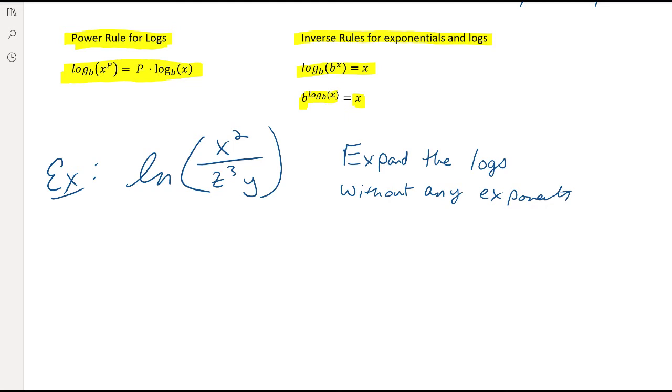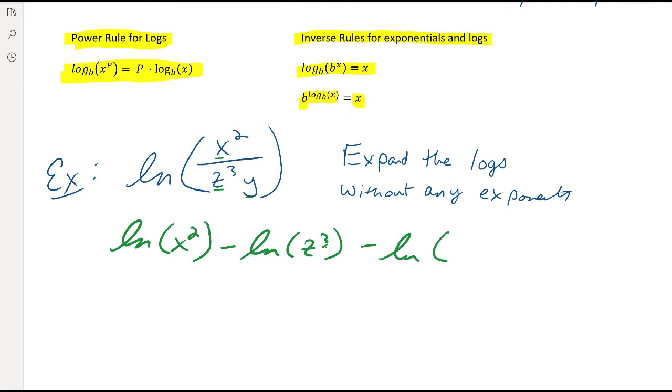So if I were to expand this log, it would be 3 different logs. I have 3 different arguments I can break up my logs about. So this will be the positive natural log of x squared. It's positive because it's in the numerator. Minus the natural log of z to the third. Why is that a negative? Because it's in the denominator. And also I'm going to have another negative for the natural log of y because that's also in the denominator. Okay?